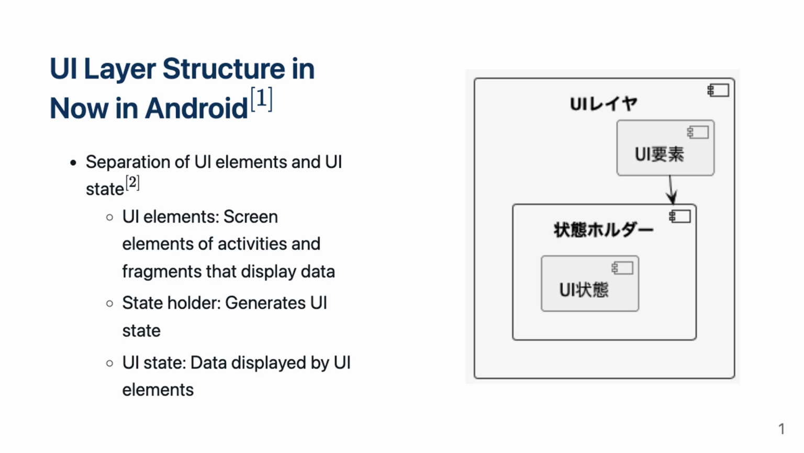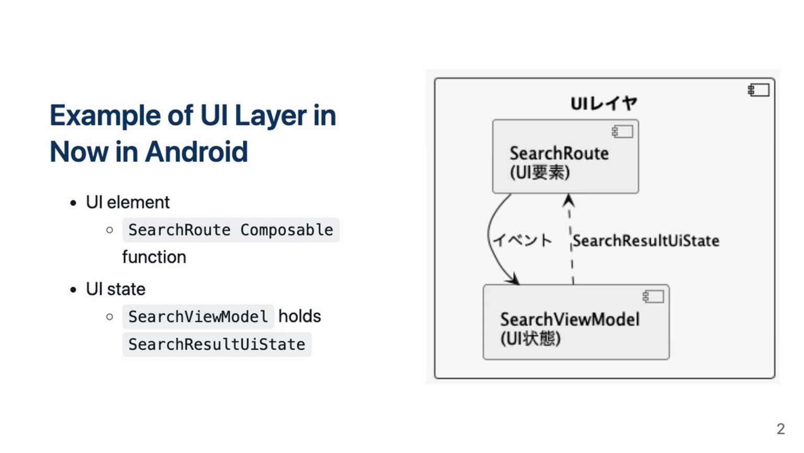Let's look at a specific example. Here we'll be looking at the search screen. The UI element is the SearchRoute composable function. The UI state is SearchResultUiState, which is held by the SearchViewModel. This composable function receives SearchResultUiState from the SearchViewModel and displays the screen.